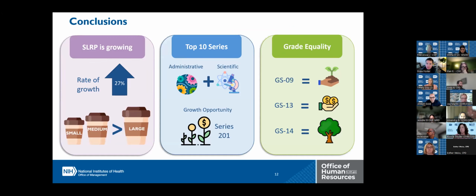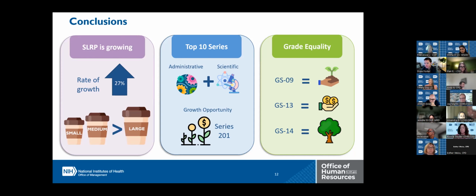All right, so in summary, overall, the SLRP program is being used and has seen an average growth rate of 27%. What was very surprising to us was that even though the large ICs utilized the program more, especially given their larger budgets, the small and medium ICs experienced a higher rate of growth over the past 5 years when compared. We also found that when we analyzed the top 10 series, there was a mix of both administrative and scientific series that received SLRPs.